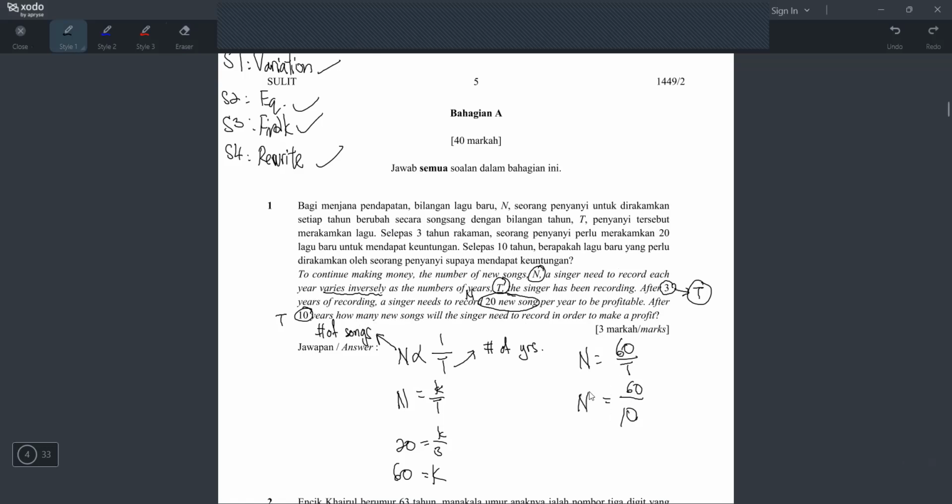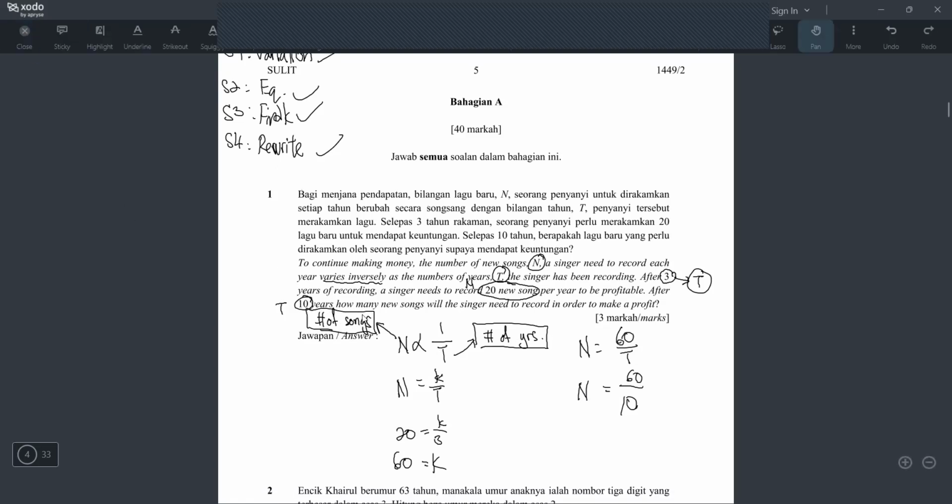Hey, why not substitute 10 into N? Because I mentioned already, N is the number of songs, T is the number of years. If they want you to find how many songs, it means you want to find N, so you don't have the N. And after 10 years means the 10 is the T, because T represents the number of years. That's why I always write this down very carefully so that you don't make mistakes during SPM. So make sure you know what every alphabet represents.